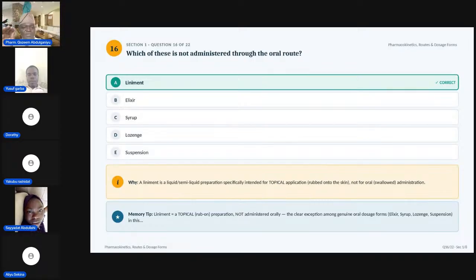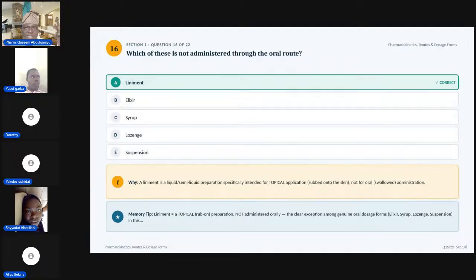So the next question is, which of these is not administered through the oral route? Oral route. So if you look at it, suspension, you can actually have suspension taken by the oral route, right? You can have lozenges, your Dequadin, your Coptal, your Strepsils, lozenges like that. You can have your syrups like the vitamin C syrups, paracetamol syrup, and the rest. You can have elixir. Elixirs are more of oral preparations as well.